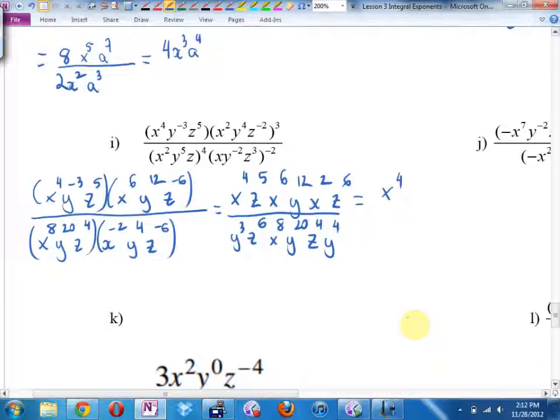4 on top. Yes? How many y's on top, grand total? 12. How many y's on the bottom, grand total? 27. How many left, and where? 12 on top, 27 on the bottom. Do the math. 15. 15 on the bottom.